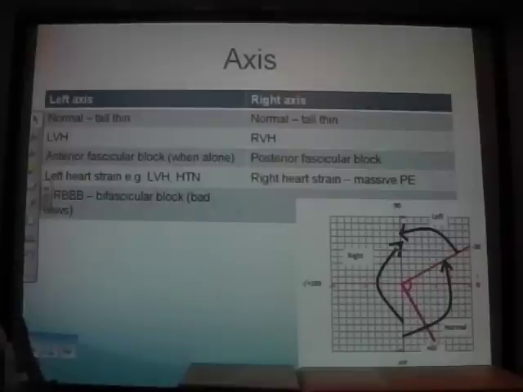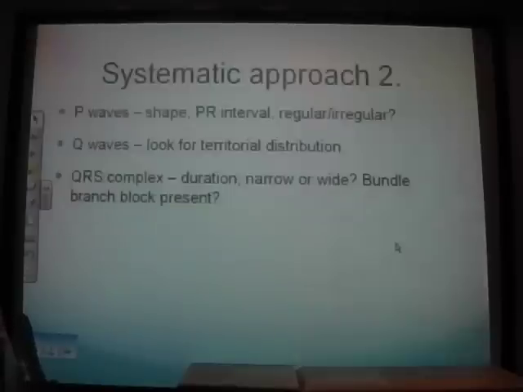And right axis deviation, so a few causes, so you can look slick. Right ventricular hypertrophy, posterior fascicular block, which apparently is very uncommon, and also a sign of right heart strain. So if you've got a massive PE, then you might see right axis deviation. It's not good news. But they can also be normal findings if you're tall and thin, and also ECG Made Easy says if you're short and fat, so it pretty much covers everybody. So these are just a couple of causes of axis deviation.